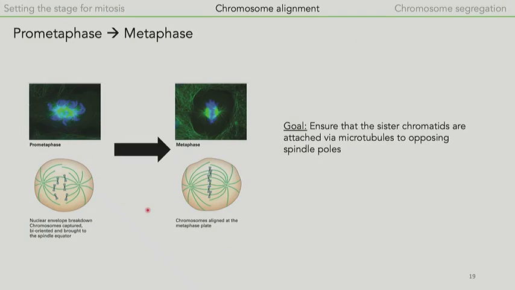So then once the chromosomes have started to be captured, the next stage is that the cell wants to align all those chromosomes along what's sometimes referred to as the metaphase plate. And that just basically means they want to move all the chromosomes directly into the center of this microtubule spindle structure.